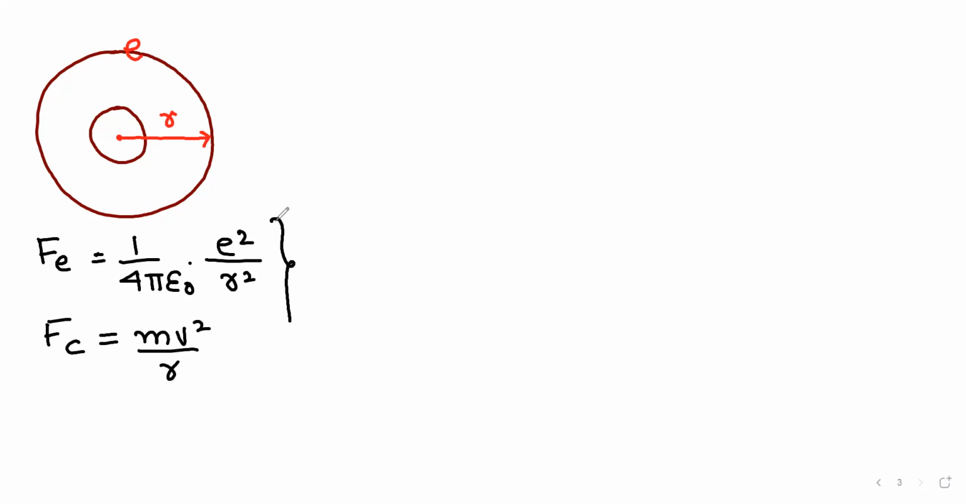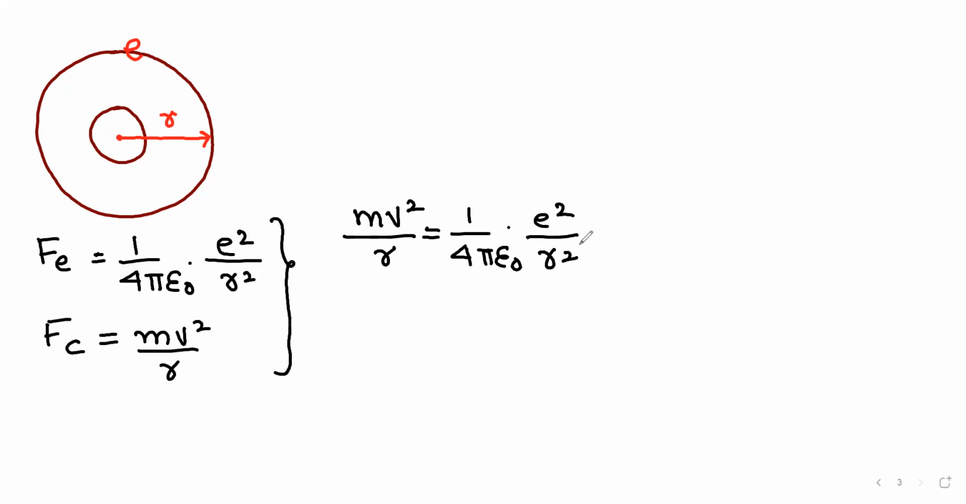Since it is in equilibrium, we can equate both the forces: mv square divided by r is equal to 1 by 4 pi epsilon 0 e square divided by r square. It is seen that the r will get cancelled, and you will get an expression for mv square as 1 by 4 pi epsilon 0 e square divided by r. From this, we can calculate the three energies possessed.